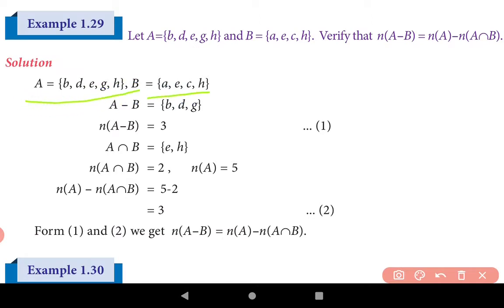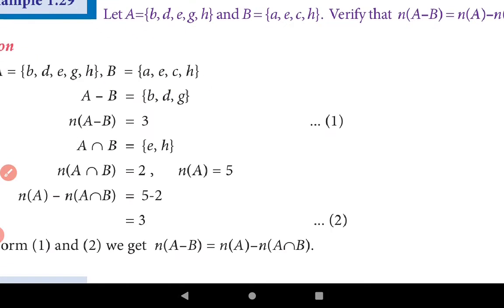Now, what does number mean? The elements inside the set A. So, how many elements are inside set A? You can count here: 1, 2, 3, 4, 5, right? And how many elements are inside B? 1, 2, 3, 4.